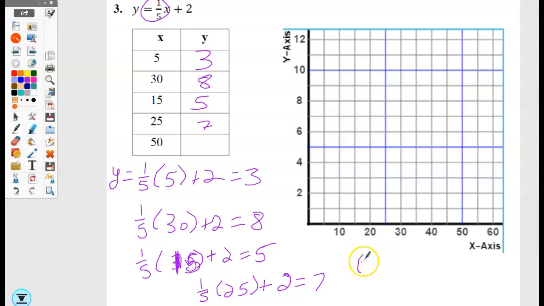And the last thing is 1/5 of 50 plus 2. So when we do that, we get 10 plus 2, which is going to give us 12. Now again, we plot these points.